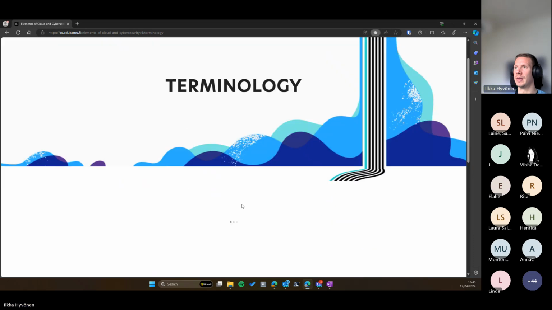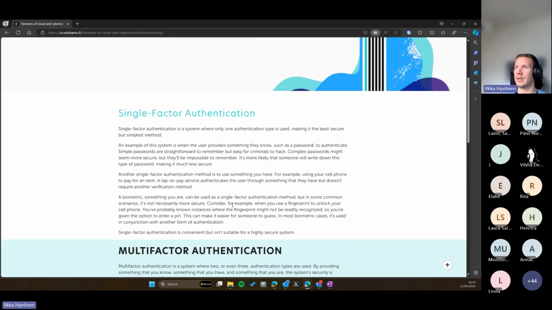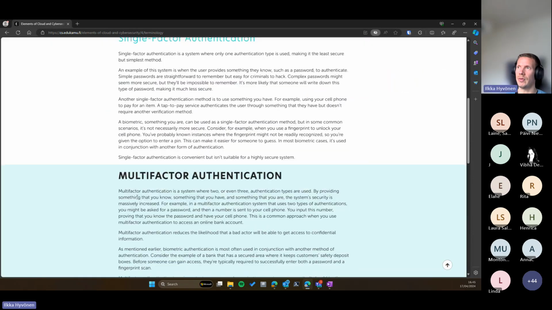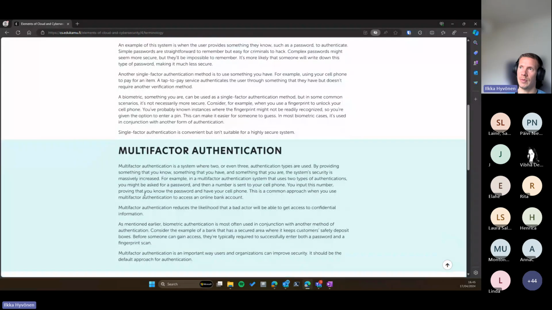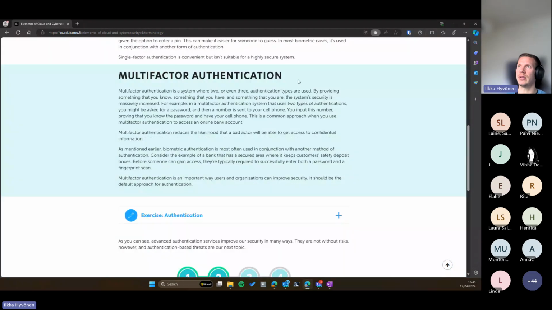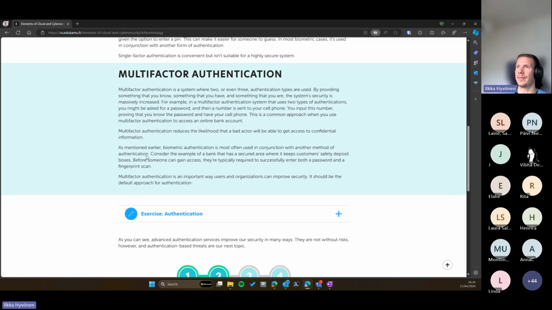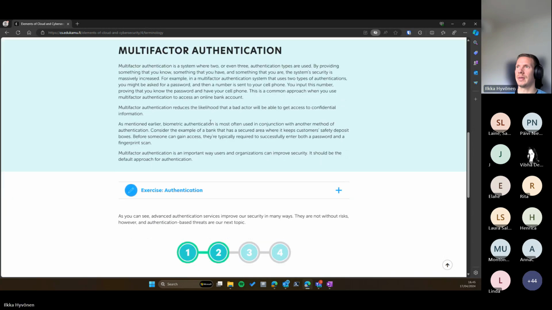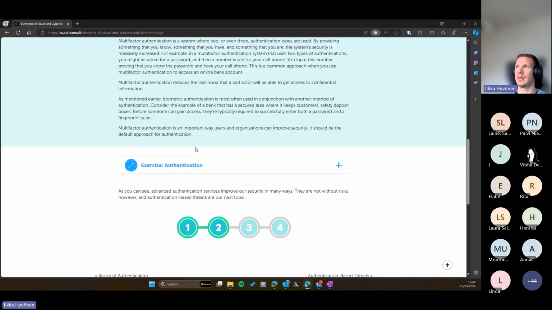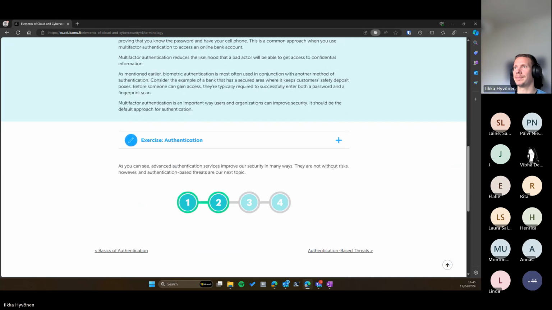and single factor, where I'm using, for example, just username and password, and multi-factor authentication, which is nowadays becoming the standard. So I'm using some additional factor, like a third factor there, to authenticate, like an authenticator app or something else.